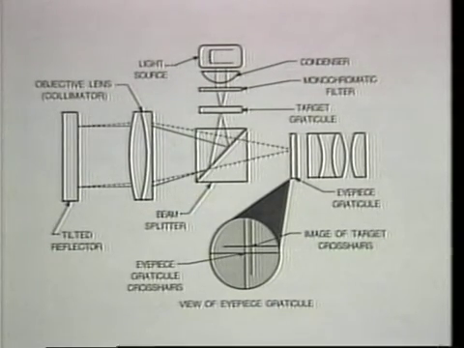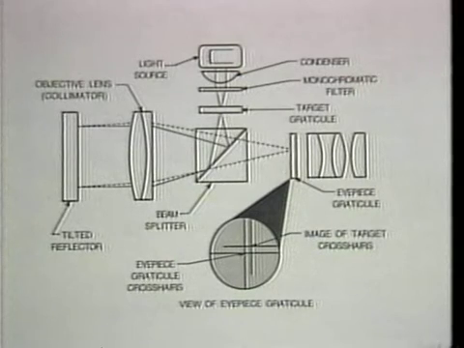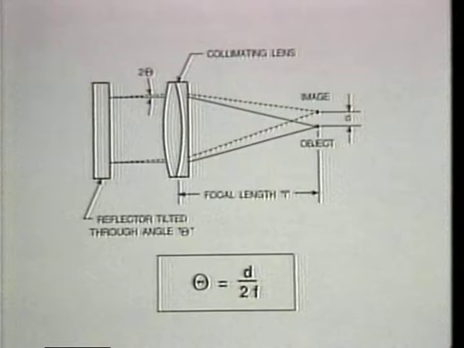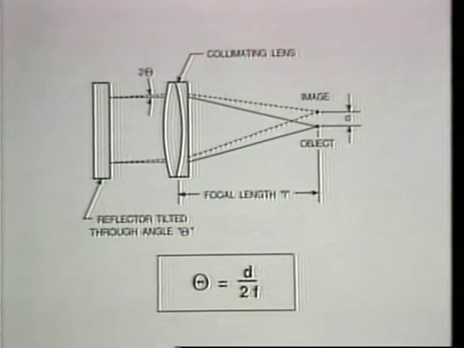A slight deviation from orthogonal orientation results in non-coincidence of the graticule crosshairs and the returning image. With a knowledge of the collimating lens focal length f and the distance d separating the graticule crosshairs and the image, the angle of deviation theta can be determined.